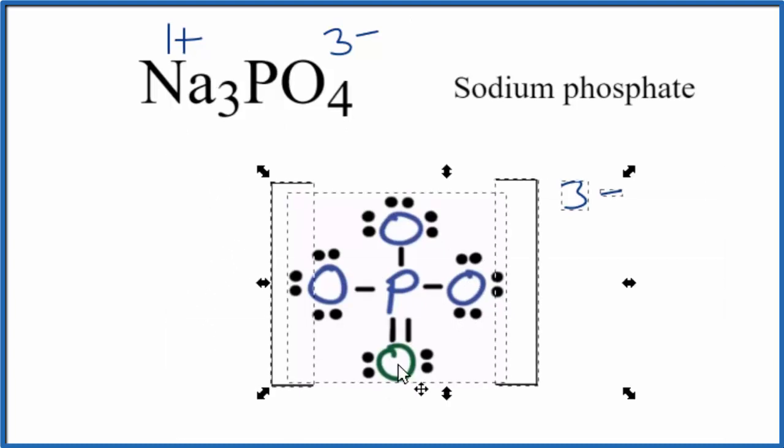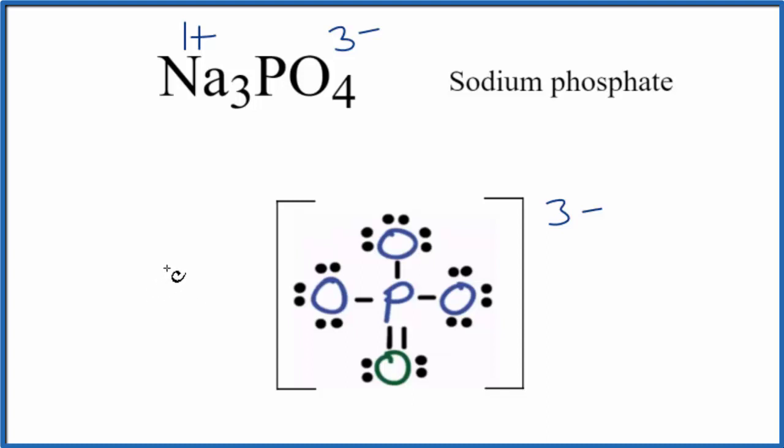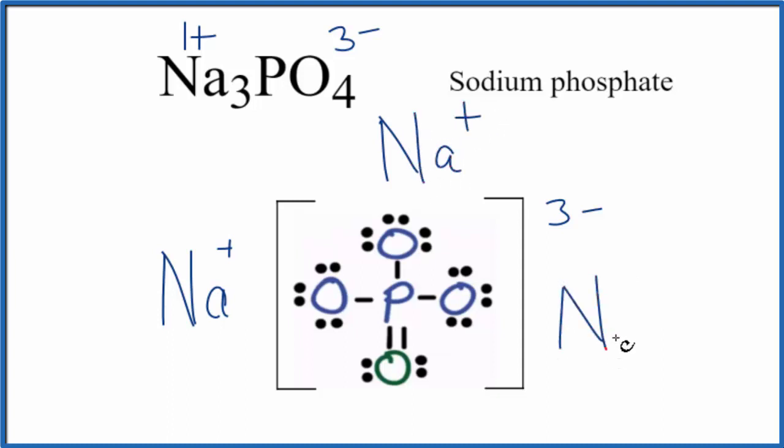Let's move this down just a bit, and then we'll put our 3 sodium ions here, Na+, Na+, and then one more Na+. So these are the sodium ions, and each one lost an electron, so each one becomes positive. This phosphate ion, it has that 3- charge. This is the Lewis structure for sodium phosphate. Sometimes you'll see brackets placed around the positive ions. That's okay to do that as well.